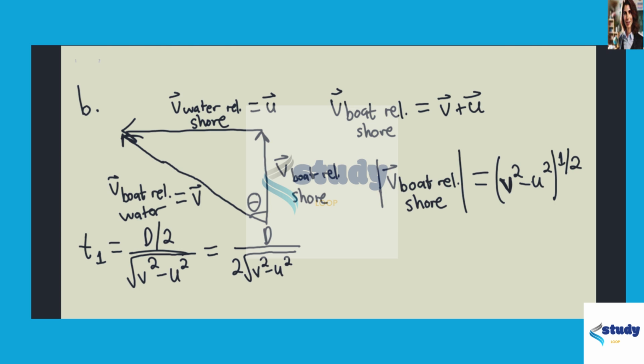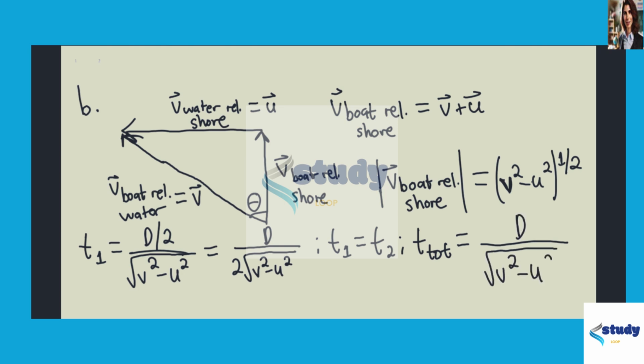And then the same relationship would be for crossing back. So here, t sub 1 would equal t sub 2. Therefore, the total time would be equal to 2 times t sub 1, which would again be d over the square root of v squared minus u squared. This would be your answer for part B.